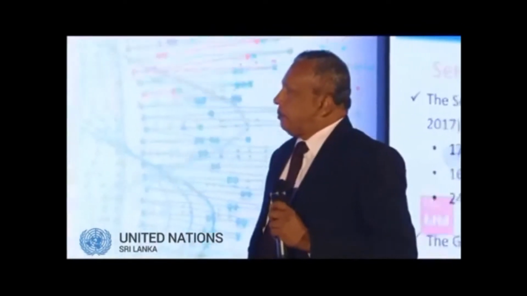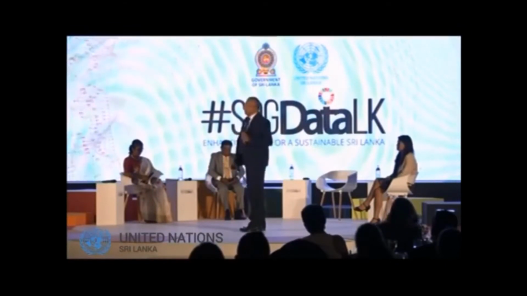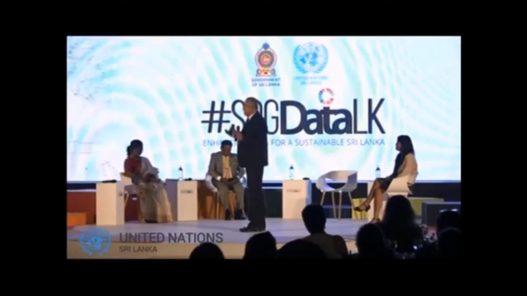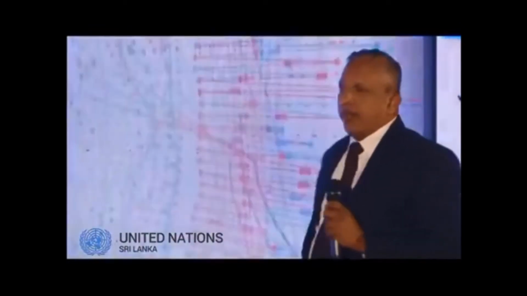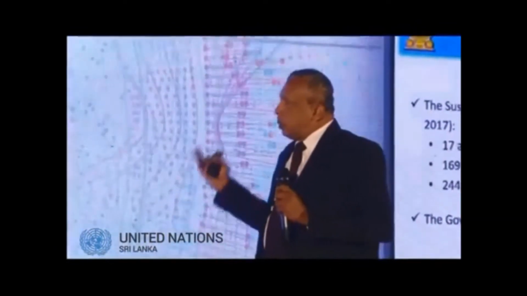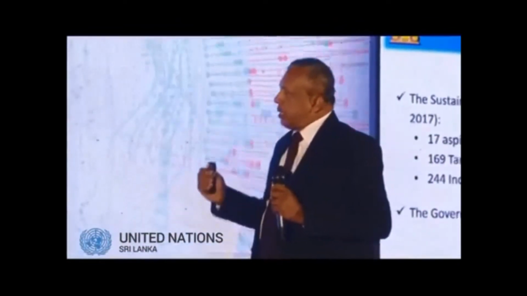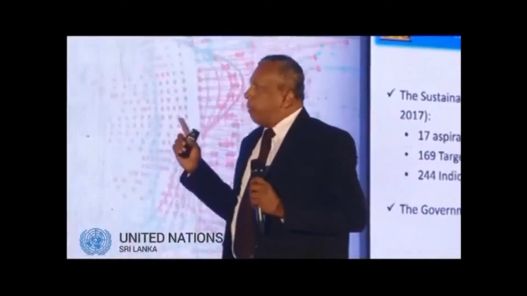First of all, we all know that as at 6th of July 2017, 17 aspirational global goals have been introduced. Those goals are monitored by 169 targets. The words goals and targets are a little bit vague; those are just a set of words. But in order to measure the achievement of these goals and targets, we have to come out with indicators, measurable parameters. As at 6th of July 2017, there are 244 indicators.